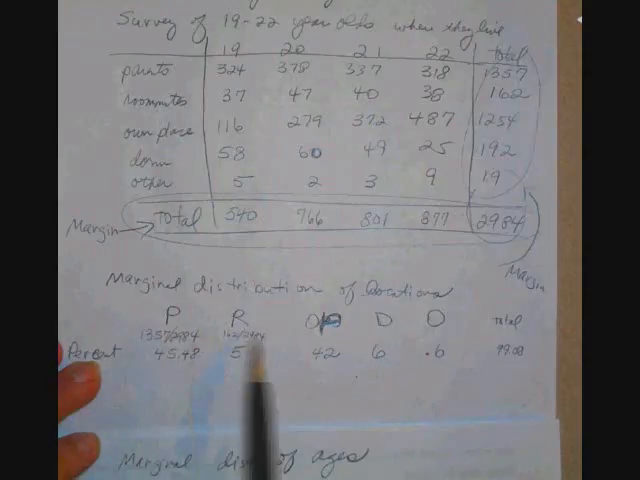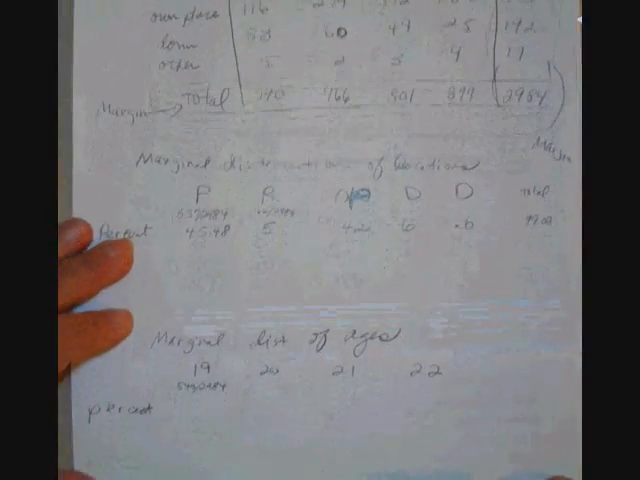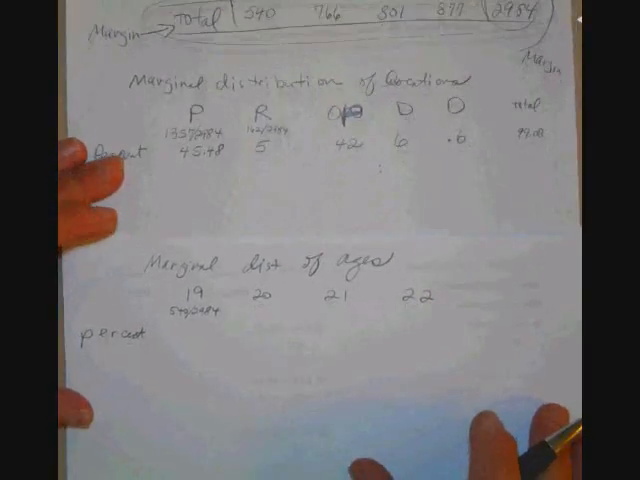With parents, roommates, own place, dorm, other, what are going to be the categories I'm going to put down now? Their age. So 19, 20, 21, and 22. And that first one will be 540 out of 2984, etc. And see if you can come up with those percents.